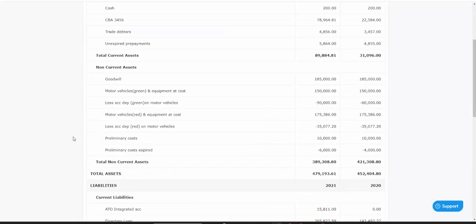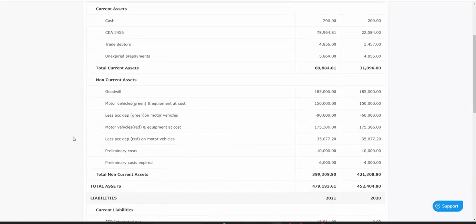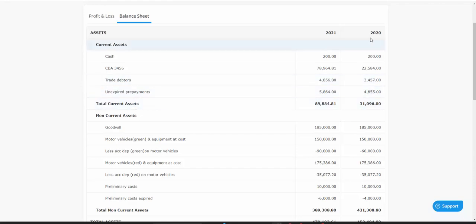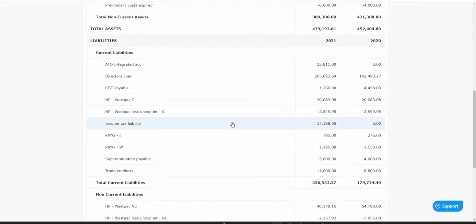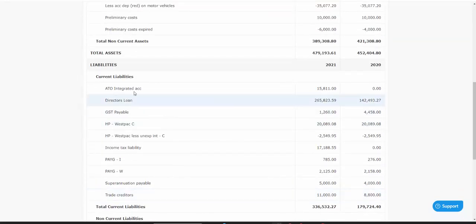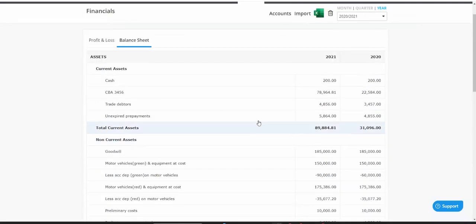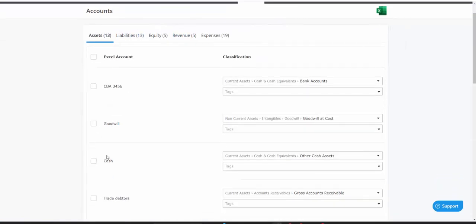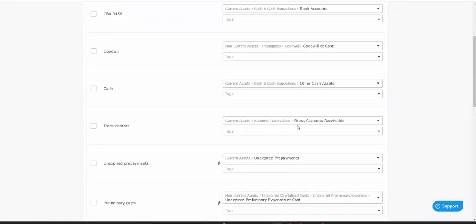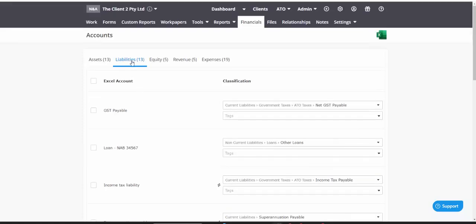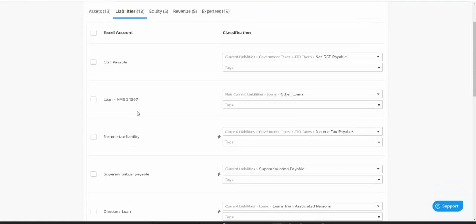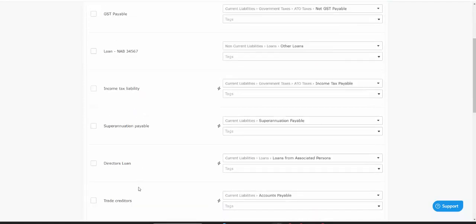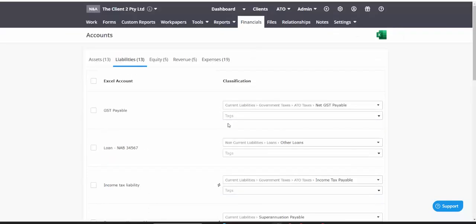So here we've imported a set of accounts on accrual basis. We've got our trade debtors for both years. We've got our trade creditors for both years, and those are classified accordingly. So here's our trade debtors classified to gross accounts receivable, and trade creditors classified to accounts payable.